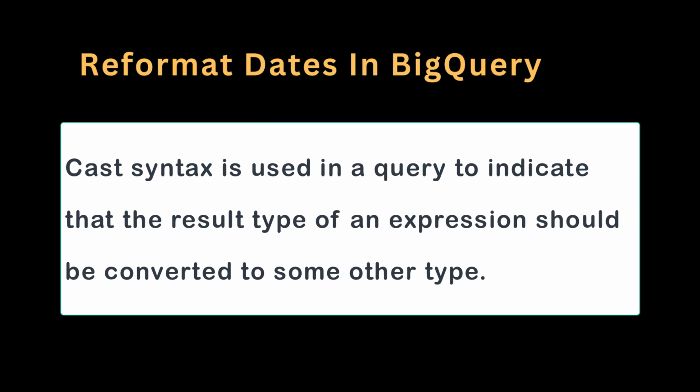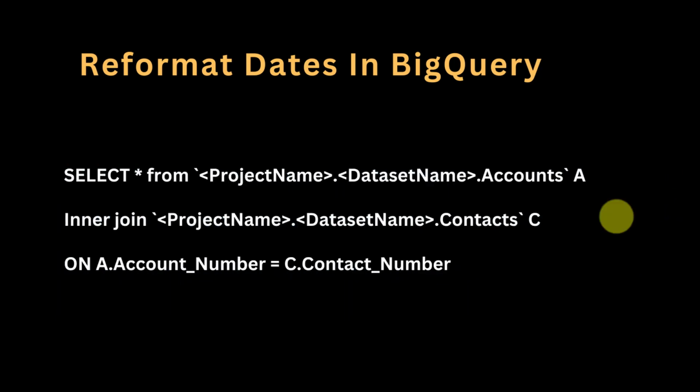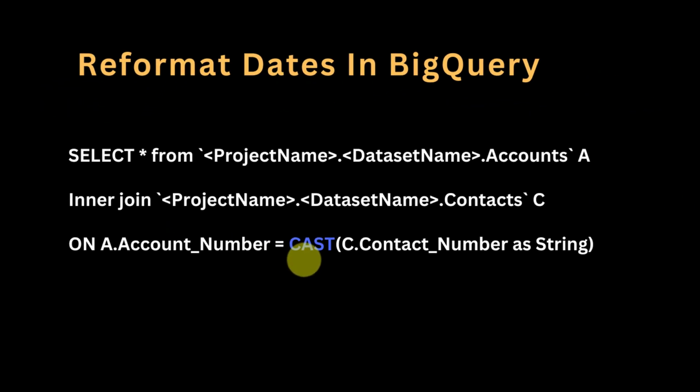The cast syntax is used in a query to indicate that the result type of an expression should be converted to some other type. And by using the cast statement, we will be able to join these two tables together, even if the fields we're joining on have different data types. And here's how to include the cast statement within this select statement. So we're going to have to include the cast syntax within the on argument.